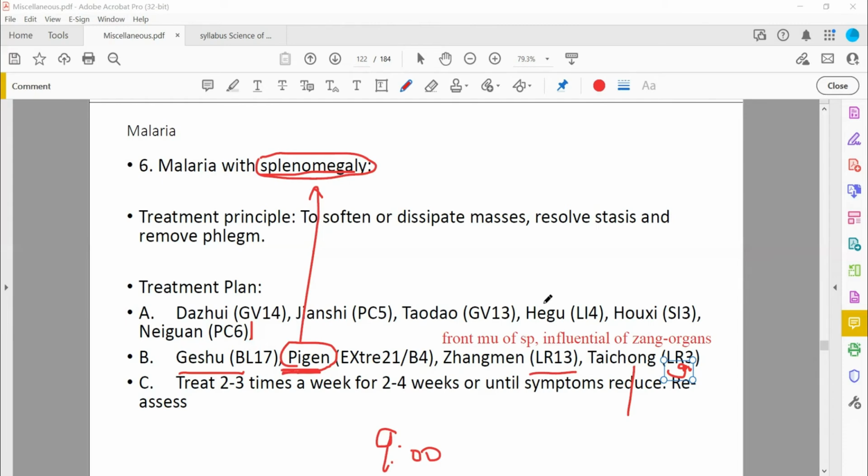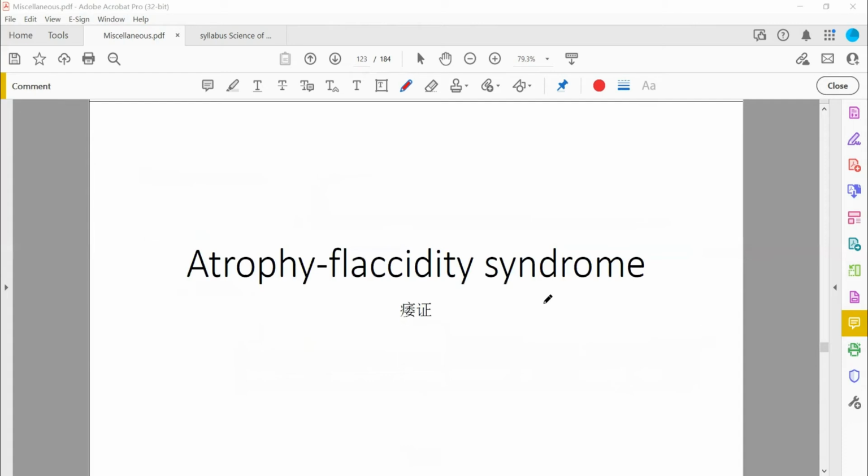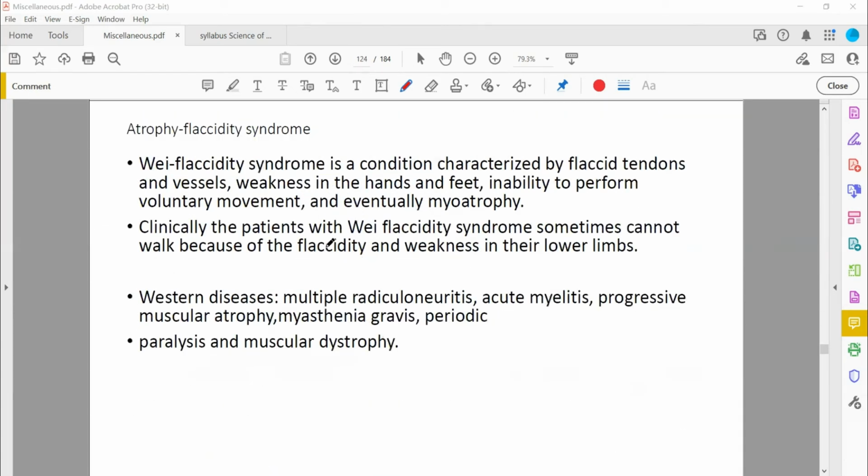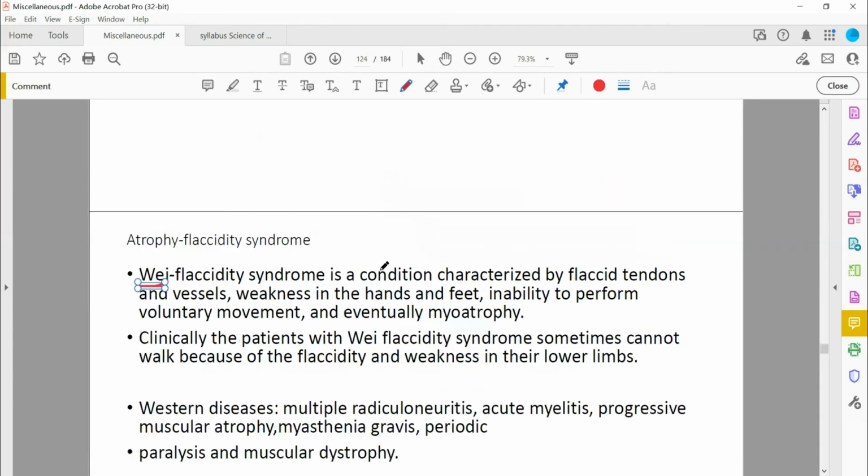Okay, let's start. Atrophy flaccidity syndrome. Wei Zheng. Atrophy flaccidity, that's Wei, right? That's the Chinese, this one.